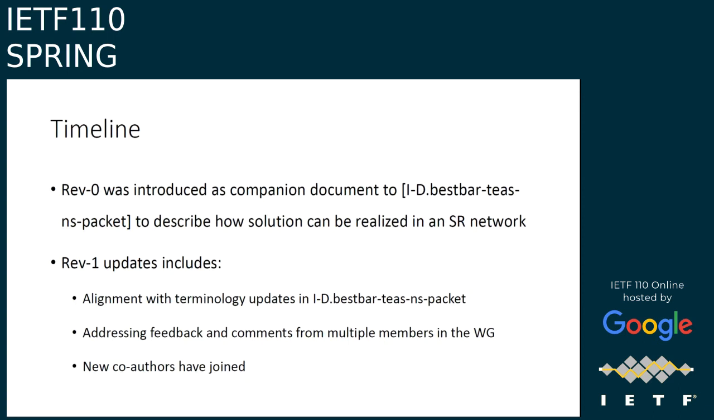Next slide, please. So, timeline: revision 0 was introduced as a companion document to the solution document we presented in TEAS, and it describes how we can realize this solution in an SR network. Rev 1 included updates to align with certain terminology that we added in the base document, and we addressed feedback from working group members. We thank them for that. And we have new co-authors who have joined our work. Next slide, please.